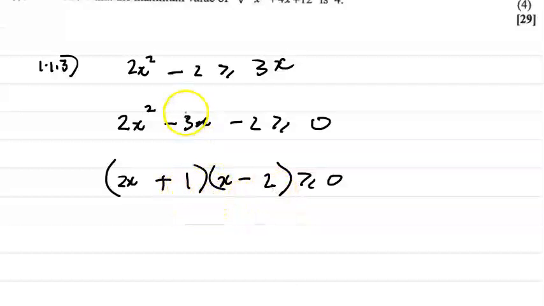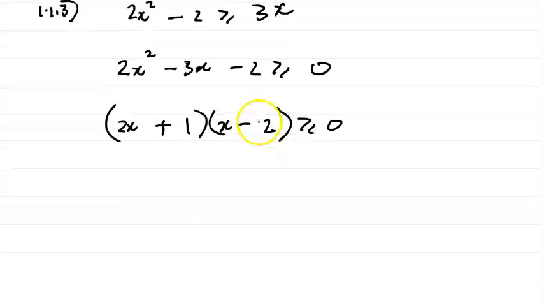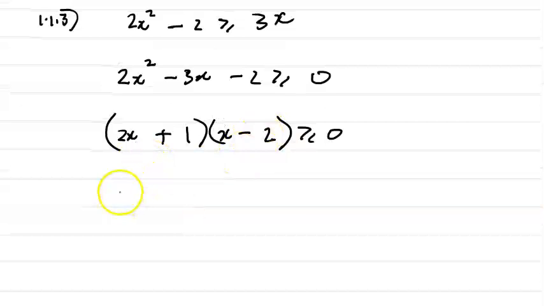Minus 4x and plus x is minus 3x. 2x times x is 2x squared, and plus 1 times minus 2 is minus 2. So I check my factorization, so everything seems correct. Therefore now I need to get my critical values.